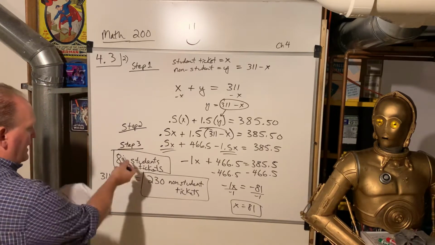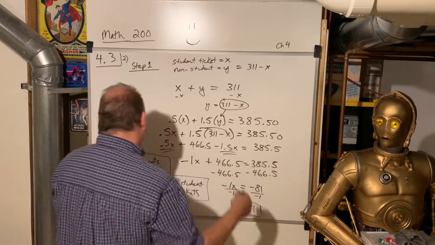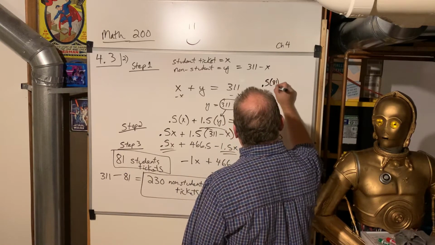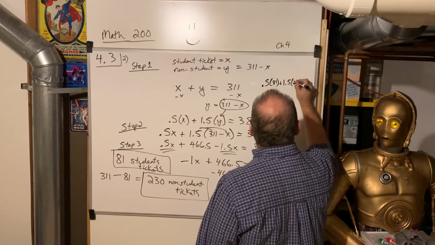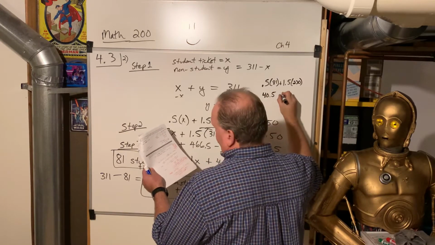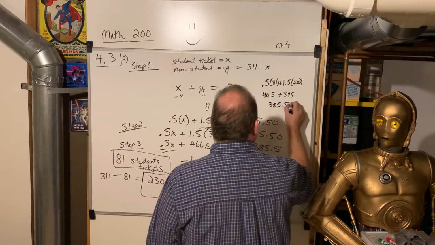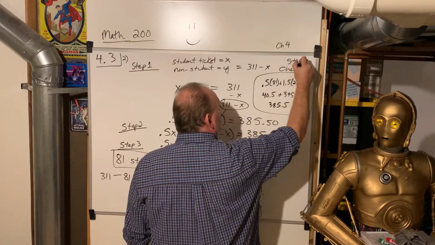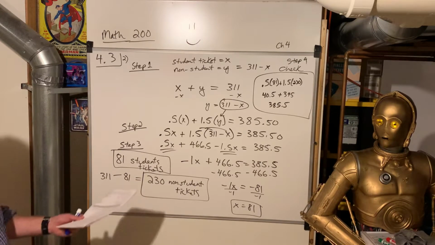Which means I know this and this add up to 311. That's not really the check I'm after. We should check it on the money one. So we pop in 0.5 times 81 and then add 1.5 times 230. And that should work out, let's see, that's 40.5 plus 345, which is 385.50. So it checks out. And so that's step 4, the check. And it does work out to be the 385.50.